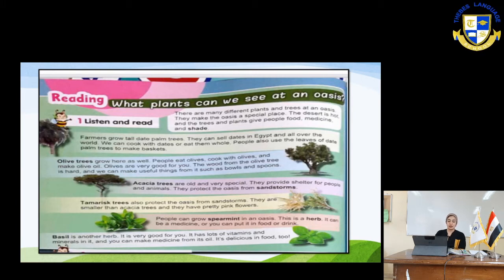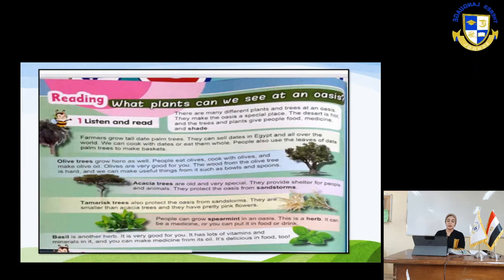Acacia trees are old and very special. They provide shelter for people and animals. They protect the oasis from sandstorms. Tamarisk trees also protect the oasis from sandstorms. They are smaller than acacia trees, and they have pretty pink flowers. As you see here in the picture, the flowers are pink colored.